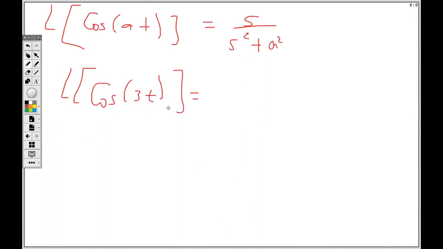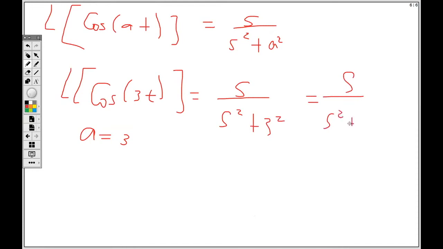So if I ask for the Laplace transform of cos 3t, reminding you the formula, so the hyperbolic sine has a in the numerator, but for the cos, we have s in the numerator. So a is 3, so the Laplace transform of this is s over s squared plus 3 squared, which is s over s squared plus 9.